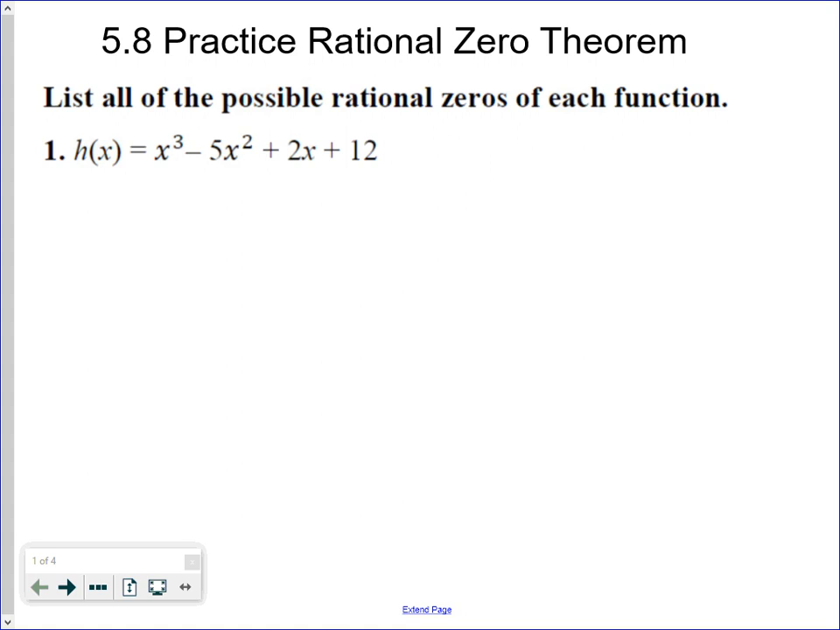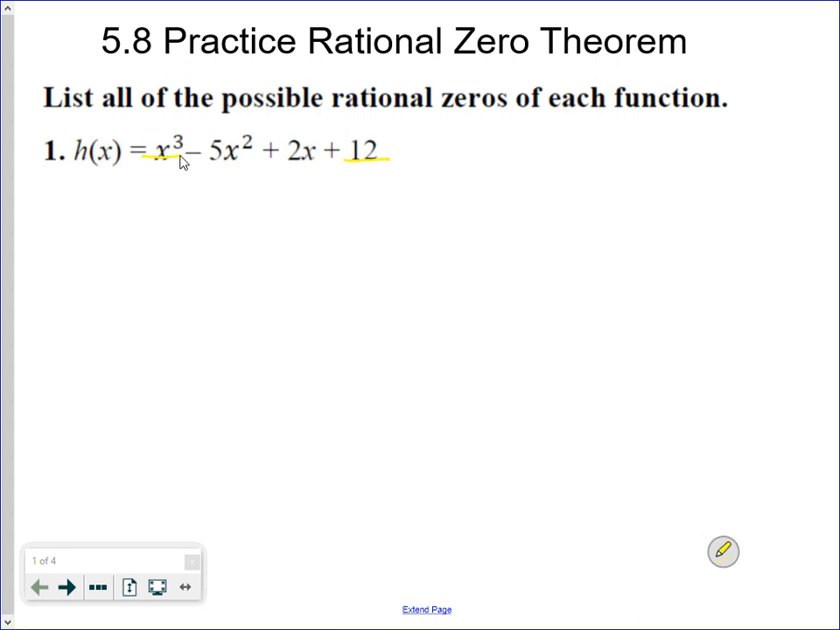Okay, so this is the 5A practice worksheet. It talks about the rational zero theorem. For those of you that weren't here last Friday, the rational zero theorem states that any quotient made by the constant term, so for example 12, and the leading coefficient, any quotient made by any of those factors is a possible rational zero of the function.